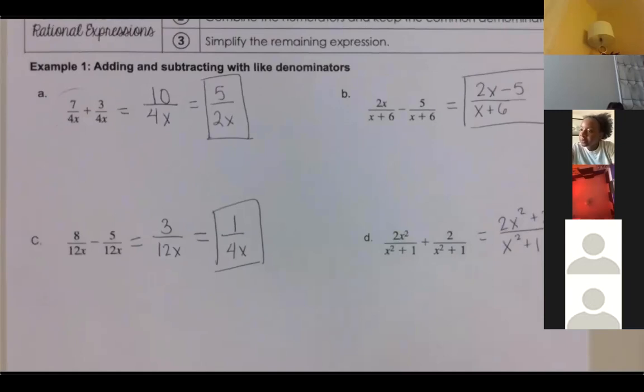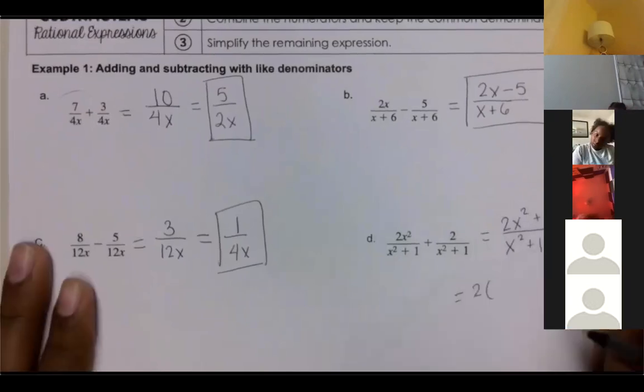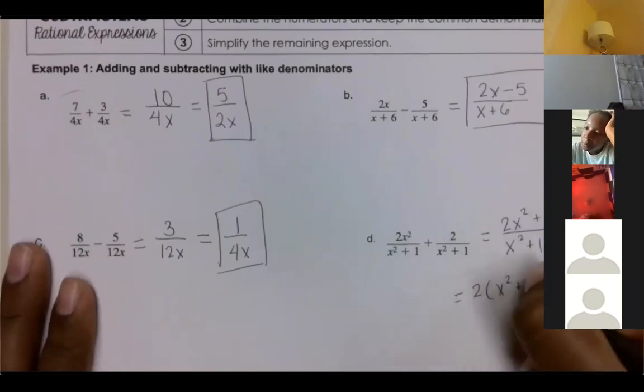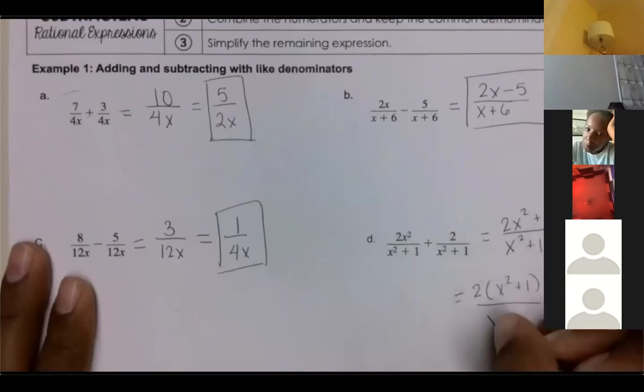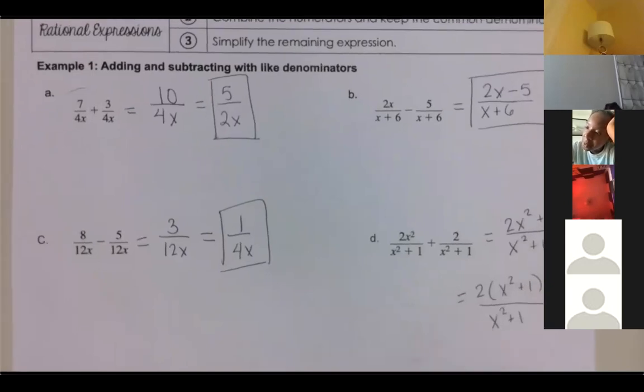So you're gonna look at just the numerator because it's a binomial, there's two terms, and see, is there a GCF for 2x squared and 2? What do you think, Hannah? Yes, so GCF is 2. 2 in the parentheses. Yeah. And then x squared plus 1. Good. And then you've got x squared plus 1 in the denominator. You can't simplify x squared plus 1 any further, so that's it.